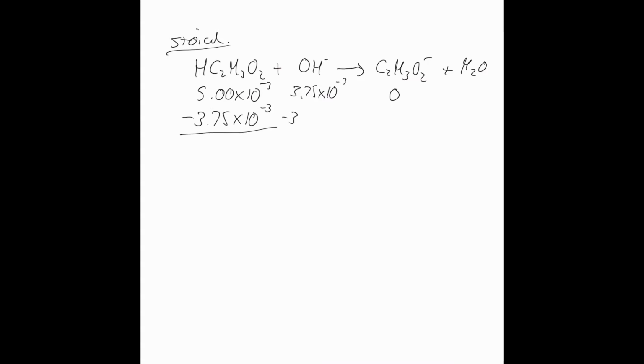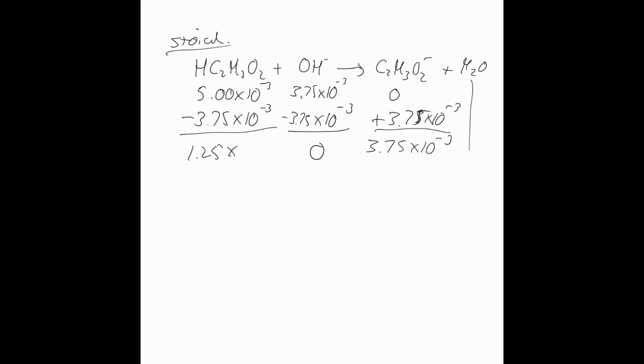So we would subtract that from each of those. So that one's going to be 0. We're going to end up with 3.75 times 10 to the minus 3 moles of acetate. And this is 1.25 times 10 to the minus 3 left over of acetic acid.